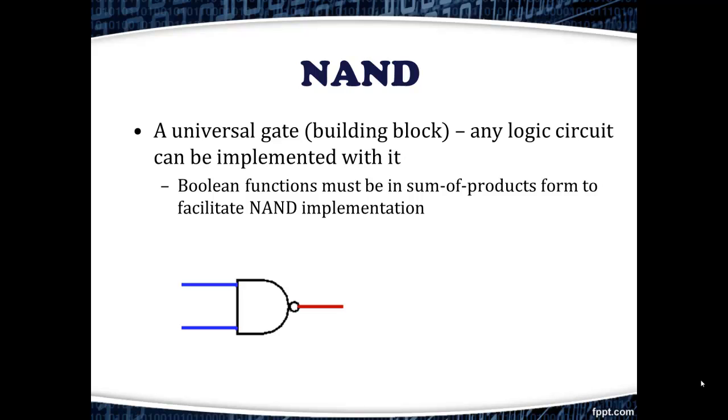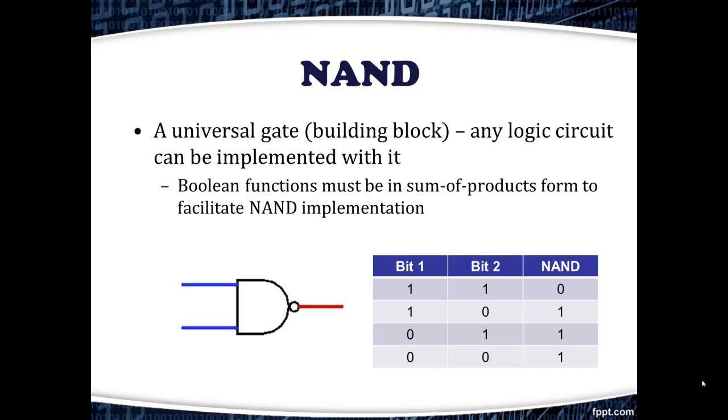In terms of conversion, when we want to take a Boolean function and implement it using NAND gates, we need to remember that the Boolean function must be in sum of products form to more easily facilitate NAND implementation. The truth table for the NAND gate, whose graphic symbol is shown here, is basically the inverse of the AND gate. As you can see, the result bit is a 1 in every case except when bit 1 is 1 and bit 2 is 1. In other words, the key case for the AND gate.